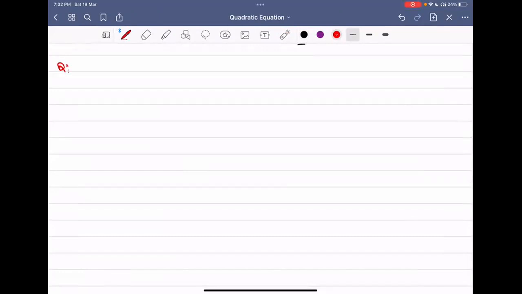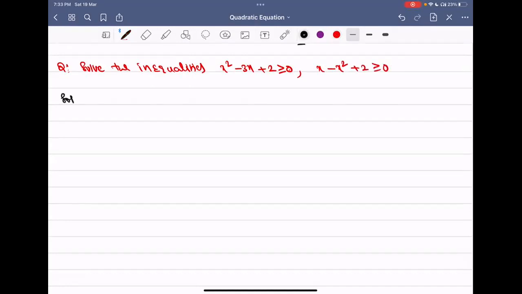Next question. Solve the inequalities. x square minus 3x plus 2 is greater than or equal to 0, comma, x minus x square plus 2 is greater than or equal to 0. So this is the question. First, consider the first inequality, that is x square minus 3x plus 2 is greater than or equal to 0.